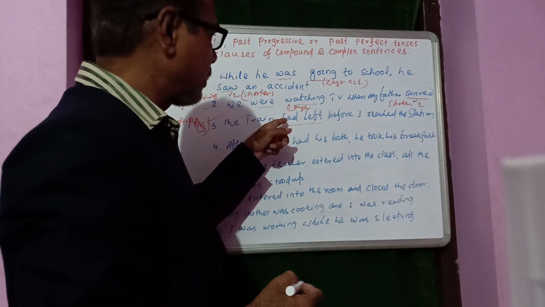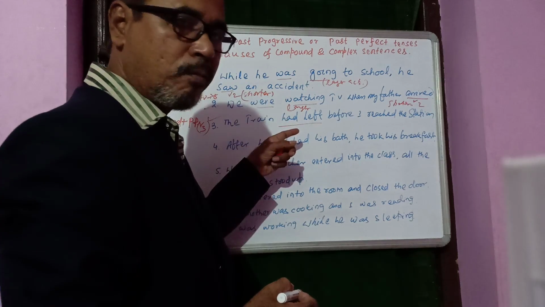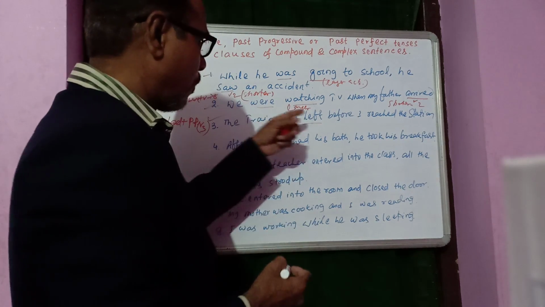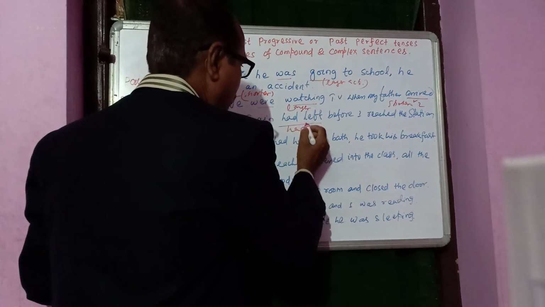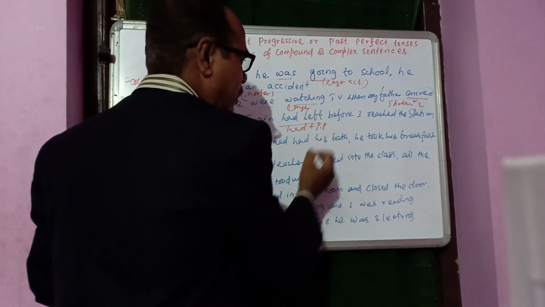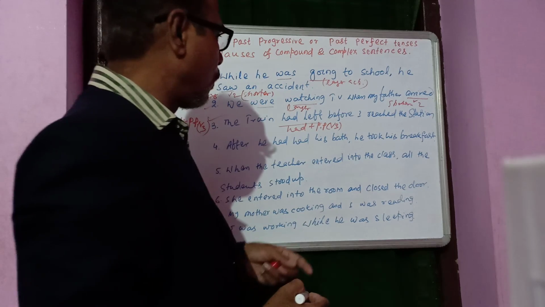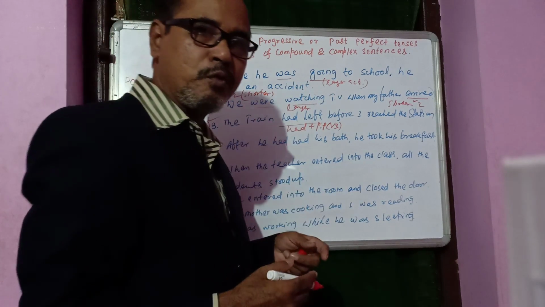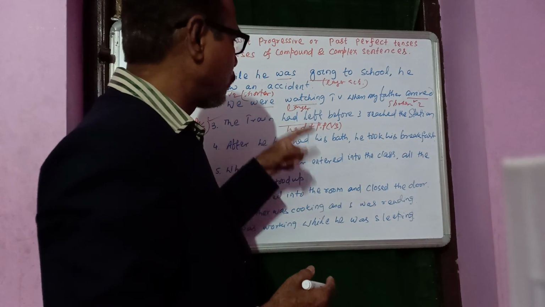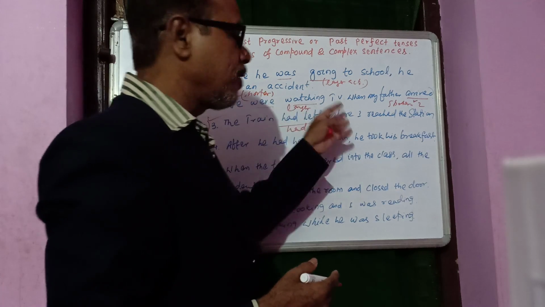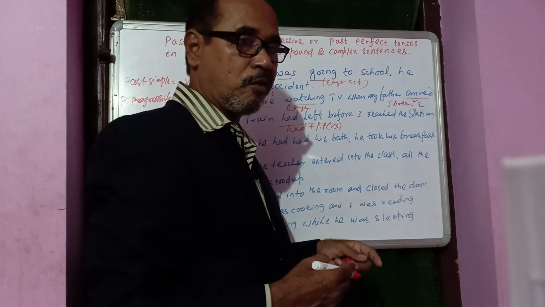You know, here this is the past perfect tense. Had left, past perfect tense. This is past form. Had plus PP. Here you see had plus PP or V3, the third form of the verb. The ING form is the fourth form of the verb. Okay, non-finite verb. This is a finite verb. The train had left before I reached the station.